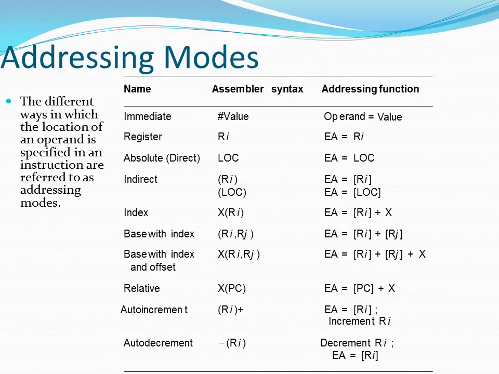And now what is the auto decrement mode? Auto decrement mode is represented as -(Ri). Here, first the contents of the register are decremented, and then the decremented value is the effective address. So these are the different addressing modes used for accessing the operands present in our memory locations.